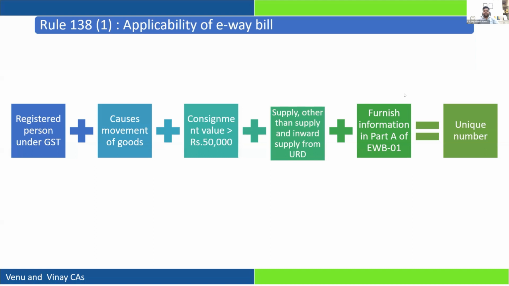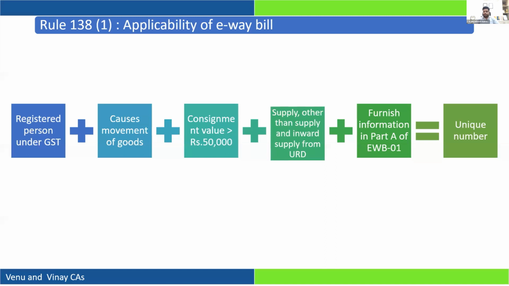In case of FOR delivery, the obligation of the seller is till the delivery of the goods to the recipient. In that case, who is causing the movement of goods here? The seller is causing the movement of the goods. Therefore, the seller is required to generate the e-way bill. So, we'll take up another example.